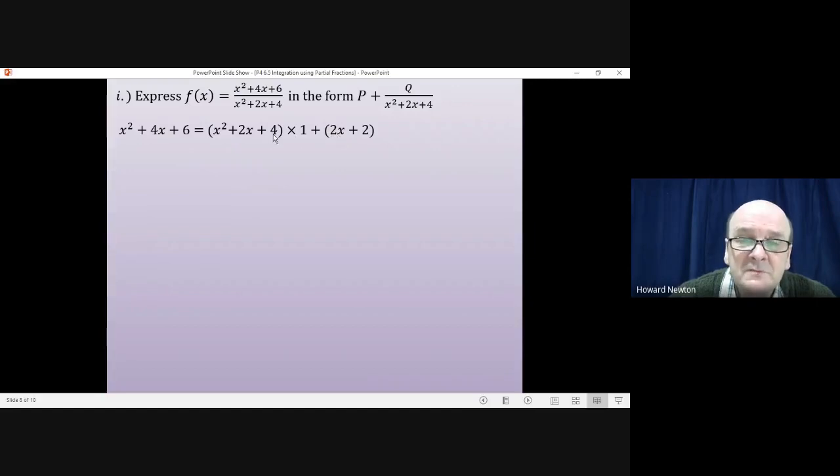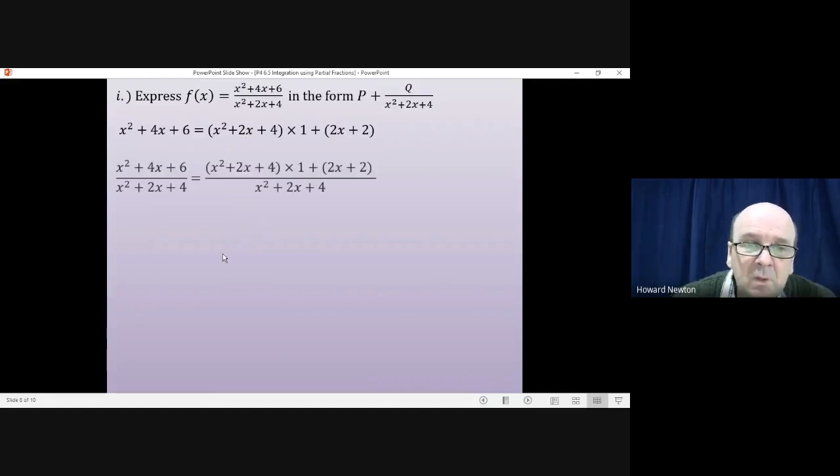1 times 4 is 4. I actually want 6. And that's why there's the 2 here in the remainder. So 1 times this plus this would give me that. And the reason for going to all of that trouble is we can now carry out this division. So if we divide both sides by x squared plus 2x plus 4, which is what we've got in the original algebraic fraction, then that is what we would get.